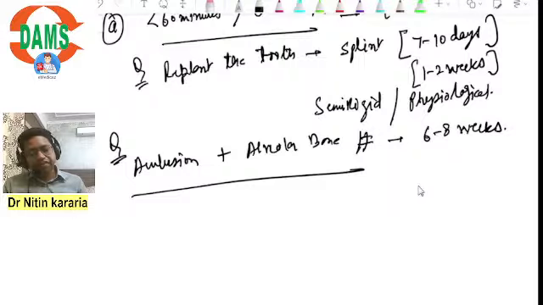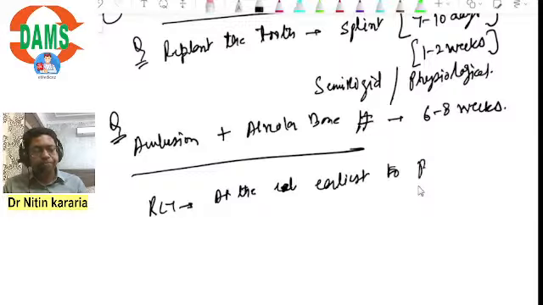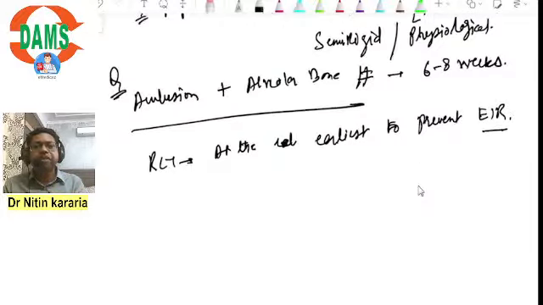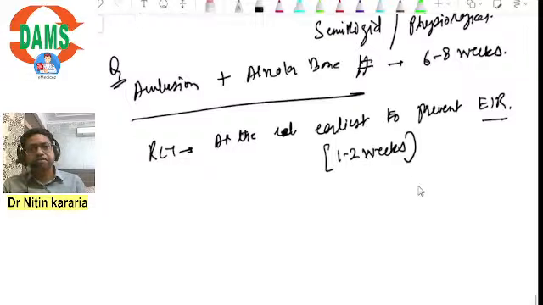Okay, we do RCT because whenever avulsion occurs, the pulp necrosis is inevitable. So root canal is done at the earliest, to prevent external inflammatory resorption. If we do not do root canal and simply replant the tooth, what would happen? The necrotic pulp would initiate external inflammatory resorption. So root canal is done within 1 to 2 weeks after replantation. There is no need to do it immediately at the first visit.